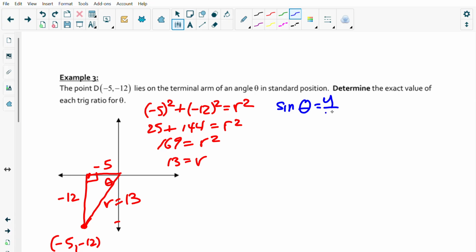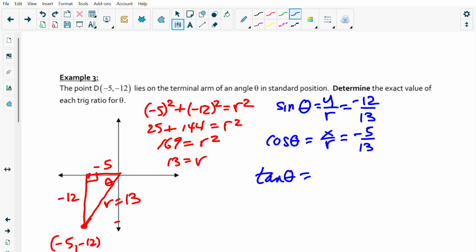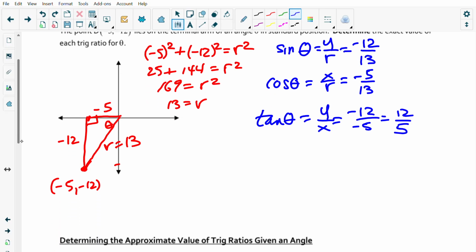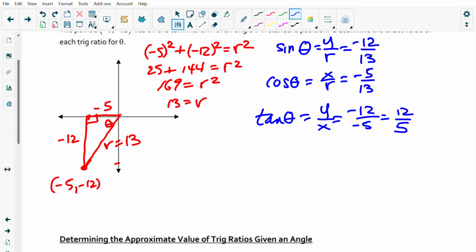Sine of theta equals y over r. That's negative 12, opposite, over hypotenuse. Cosine of theta equals x over r, and that's adjacent over hypotenuse, negative 5 over 13. Tangent of theta equals y over x, or sine over the cosine ratio. That is negative 12 over negative 5. That equals 12 over 5. Okay, keep them as exact values, no decimals, folks.